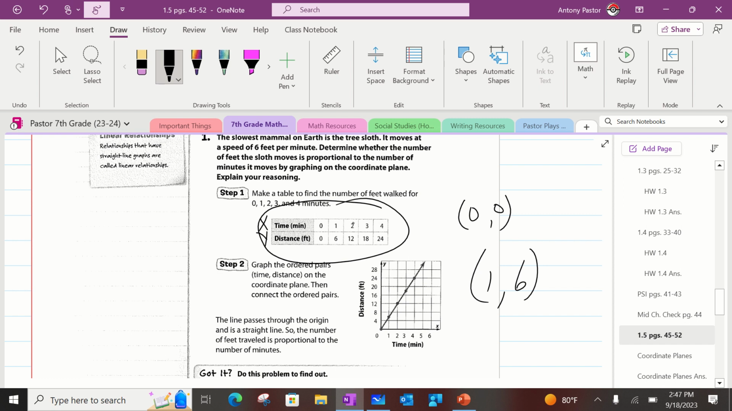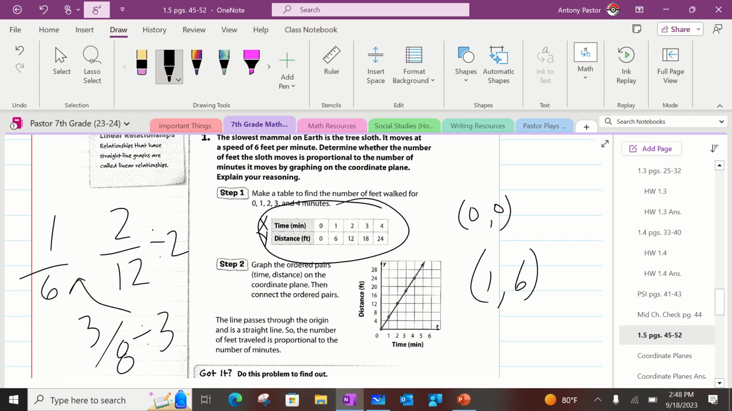Notice there is a constant relationship here. 1/6 is equal to 2/12. If I divide 2/12 by 2, it will equal 1/6. Same thing with 3/18. If I divide this by 3, it will go back to 1/6. So there is a relationship here, and all of these are proportional.